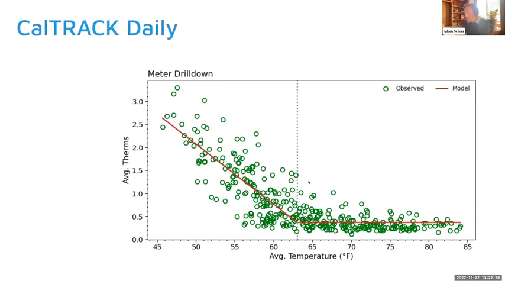So, I want to start with the Caltrack Daily. The way Caltrack Daily currently works, this is just a graph that shows how a model is overlaid on meter data. This is a good example to think about with respect to gas consumption. Now we have the average daily temperature on the x-axis, and on the y-axis we have the total therms consumption for any given day. Think of this as a meter. The model that is generated to fit this data has a few components, and the model is shown in the red line.